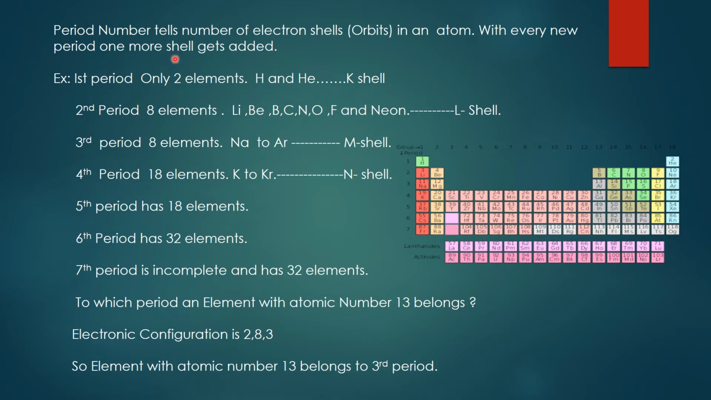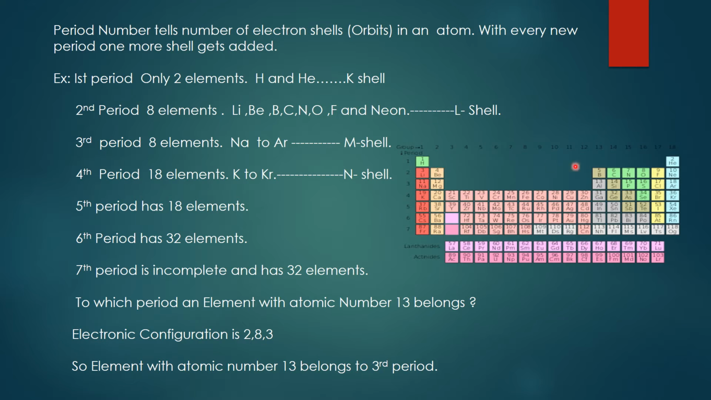Period number tells the number of electron shells. For example, consider the first period. How many elements are there in the first period? Only 2 elements are there. So it belongs to the first period. Only 1 shell is there. So, what does the period number tell? Period number tells the electron shells or orbits, the stationary paths in an atom. So, in the first period, how many shells are there? Only 1 shell, 1 orbit is there. That is the K shell and s orbital.